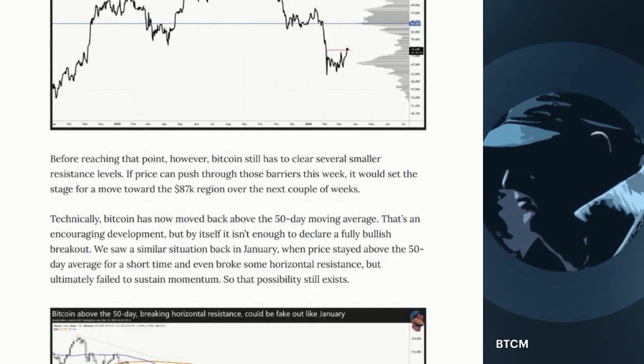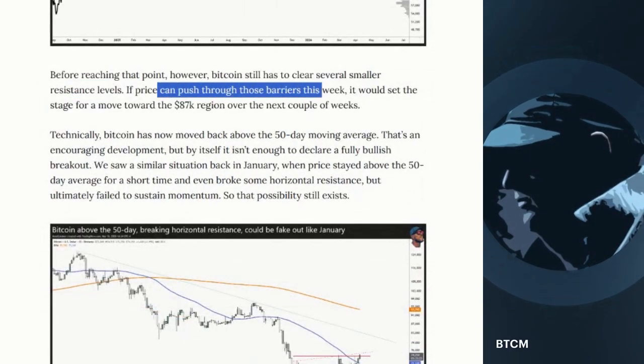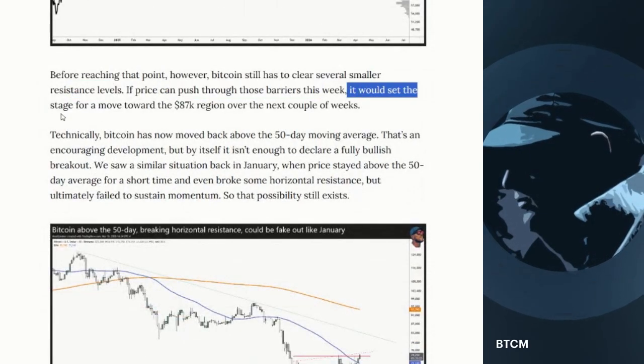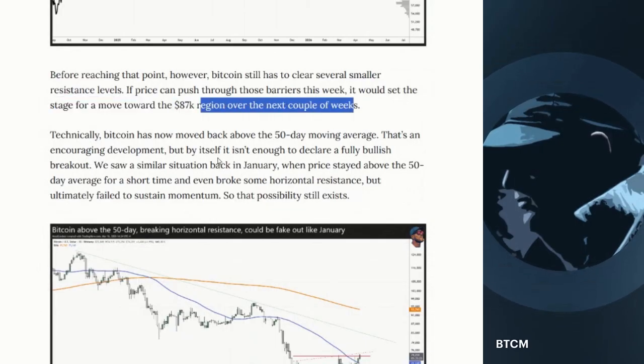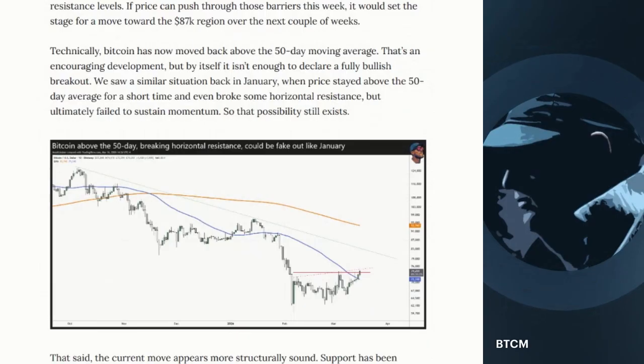All right. Before reaching that point, however, Bitcoin still has to clear several smaller resistance levels. If price can push through those barriers this week, it would set the stage for a move toward the 87,000 region over the next couple of weeks. Technically, Bitcoin has now moved back above the 50-day moving average. That's an encouraging development, but by itself isn't enough to declare a fully bullish breakout.